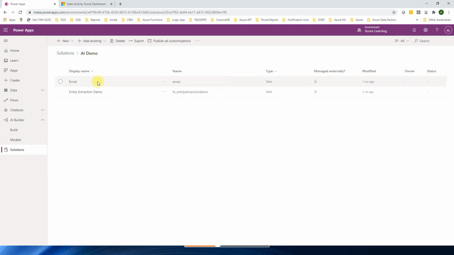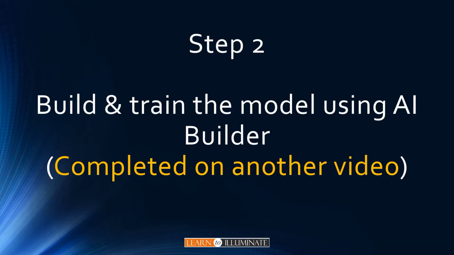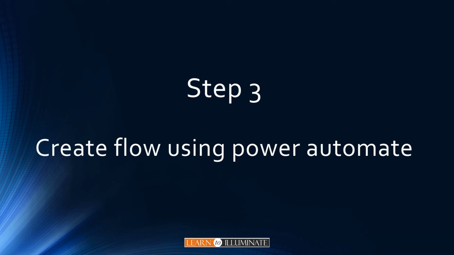So when we send an email, the AI model extracts the entities, and then they are added to the entity extraction demo table. Now step 1 is completed. Step 2, build and train the model using AI builder. We completed this step in another video. Step 3, create a flow using Power Automate.